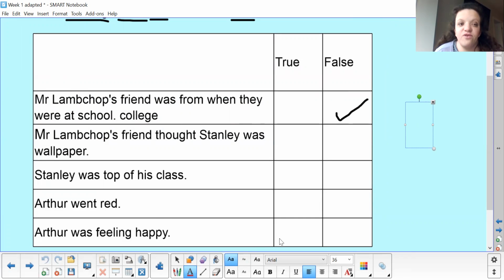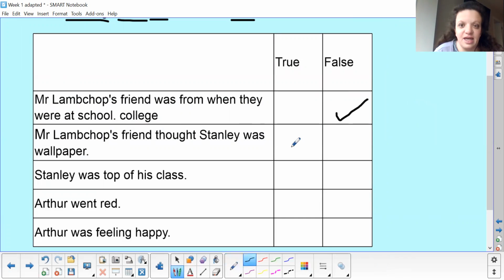Mr. Lambchop's friend thought Stanley was wallpaper. True or false? What do you think? It was true. Well done if you put true. That is perfect. He did think he was wallpaper because he was all rolled up. Stanley was top of his class. True or false? It's false, isn't it? It wasn't top of the class. He was 3rd from top. Well done. Arthur went red. True or false? Yep, true. Well done. It was true, but they used the word blush, which means to go red.